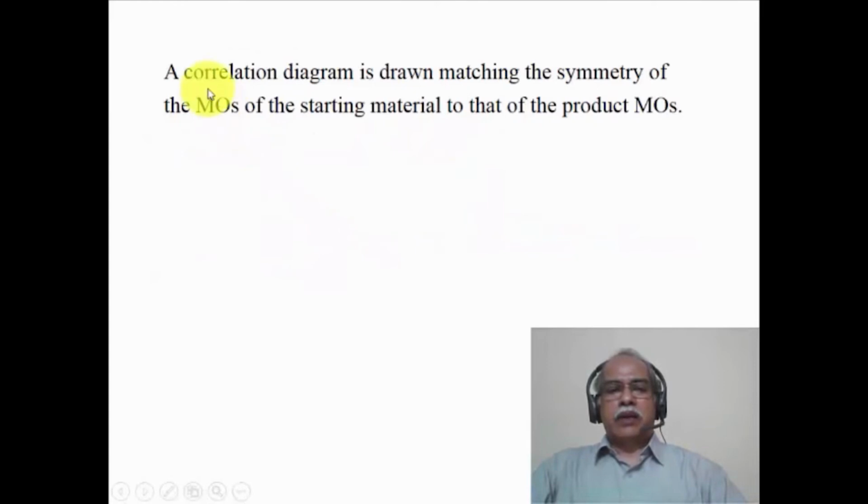Then after you construct all the molecular orbital picture and identify the symmetry, you correlate the diagram by matching the symmetry of the molecular orbitals from the starting point to the end point. Symmetrical molecular orbitals of the starting point should match with the symmetrical molecular orbitals at the end point. Similarly, the antisymmetrical molecular orbitals of the starting point should match with the antisymmetric molecular orbitals of the end point.